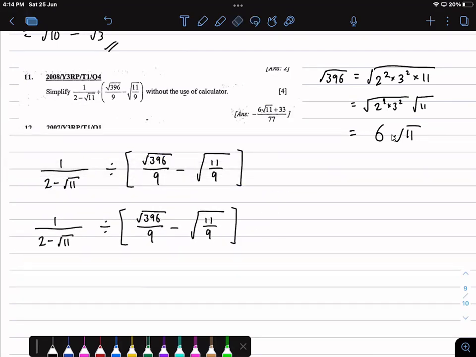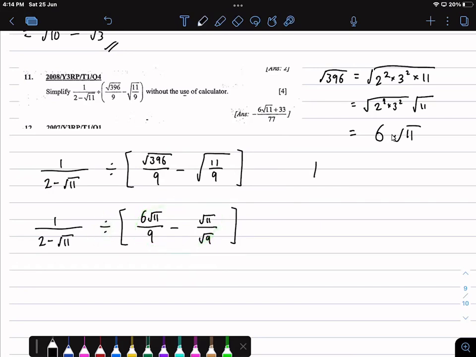Copy and paste first, replace the square root 396 with 6 root 11. Here, square root 11 over 9 is just square root 11, then divide by square root 9. Okay? Rationalize the denominator. Or actually, before we do that, since we are dividing, we should combine into a single fraction first, so it's easier.